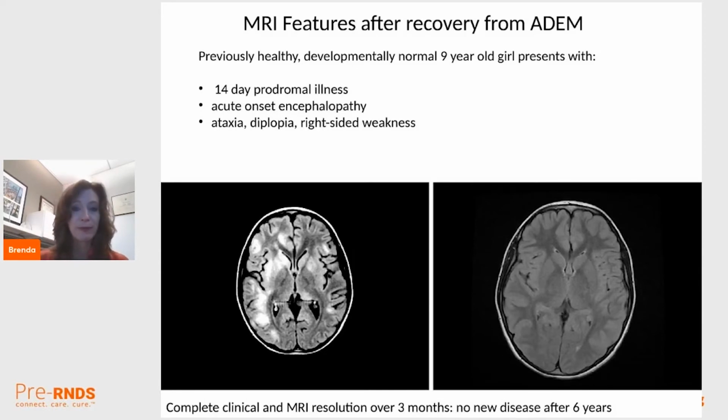This is an illustration of a 9-year-old girl who came in with a 14-day history of a viral type illness, which is a common preceding experience for patients with ADEM. She became encephalopathic. She was ataxic. She was expressing double vision. She had right-sided weakness. And what you can see on the MRI is, as in the other patients, slightly asymmetric, bilateral, multifocal white matter and deep gray matter changes, including the thalamus. And then complete resolution of her imaging changes on subsequent imaging, and she has had no further clinical attacks.